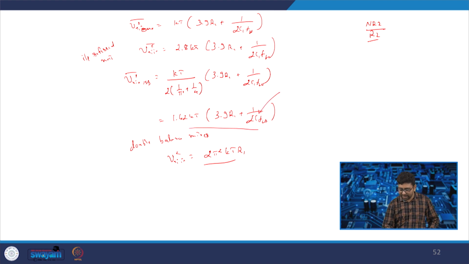If you see this equation, the capacitor is in the denominator. So if you want to reduce the noise figure, this is a kT by C noise, and if you increase the capacitance, you can reduce the noise. So this is how you can do the noise calculation in the passive mixer.